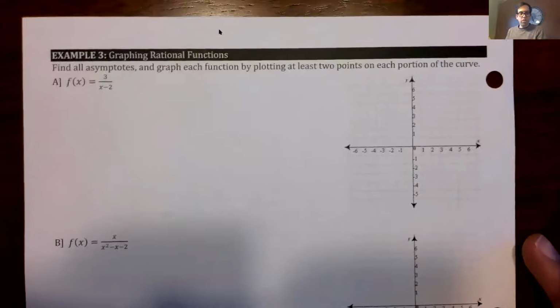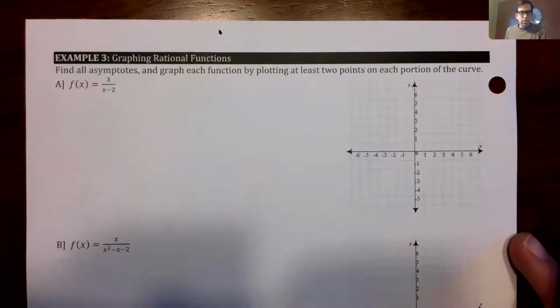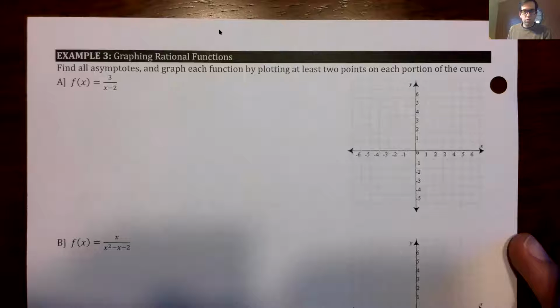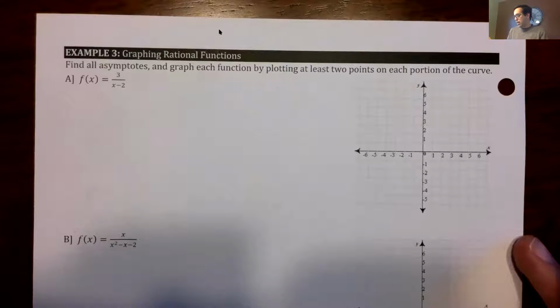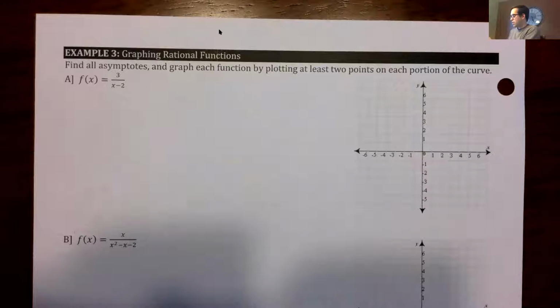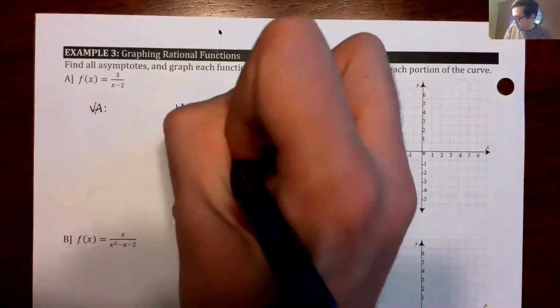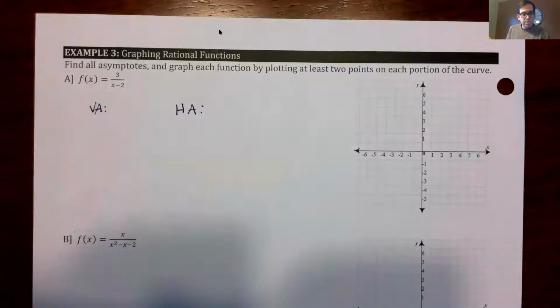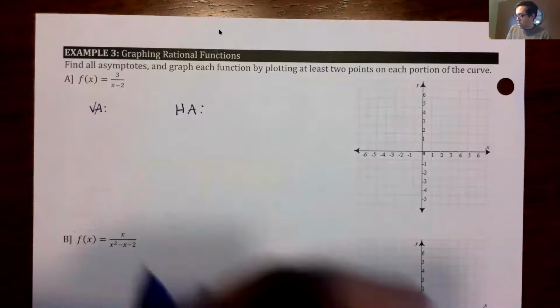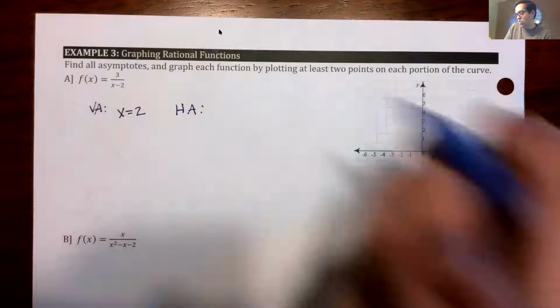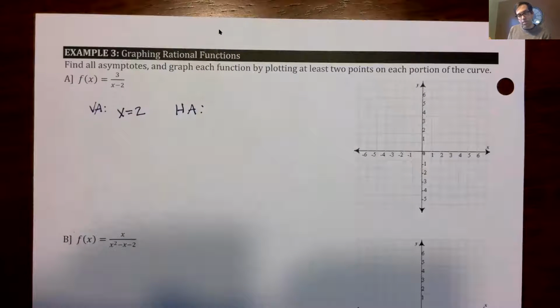3 more questions as part of example 3. Find all asymptotes and graph each function by plotting at least 2 points on each portion of the curve. Okay, let's try this. We now have all of the skills we need to be able to do this. So in the first one, let's just see if we can track the vertical asymptotes and the horizontal asymptotes. So for vertical asymptotes, remember we check when the denominator equals 0. That's going to happen at x equals 2. And that definitely does not show up in the numerator because the numerator is just the number 3.